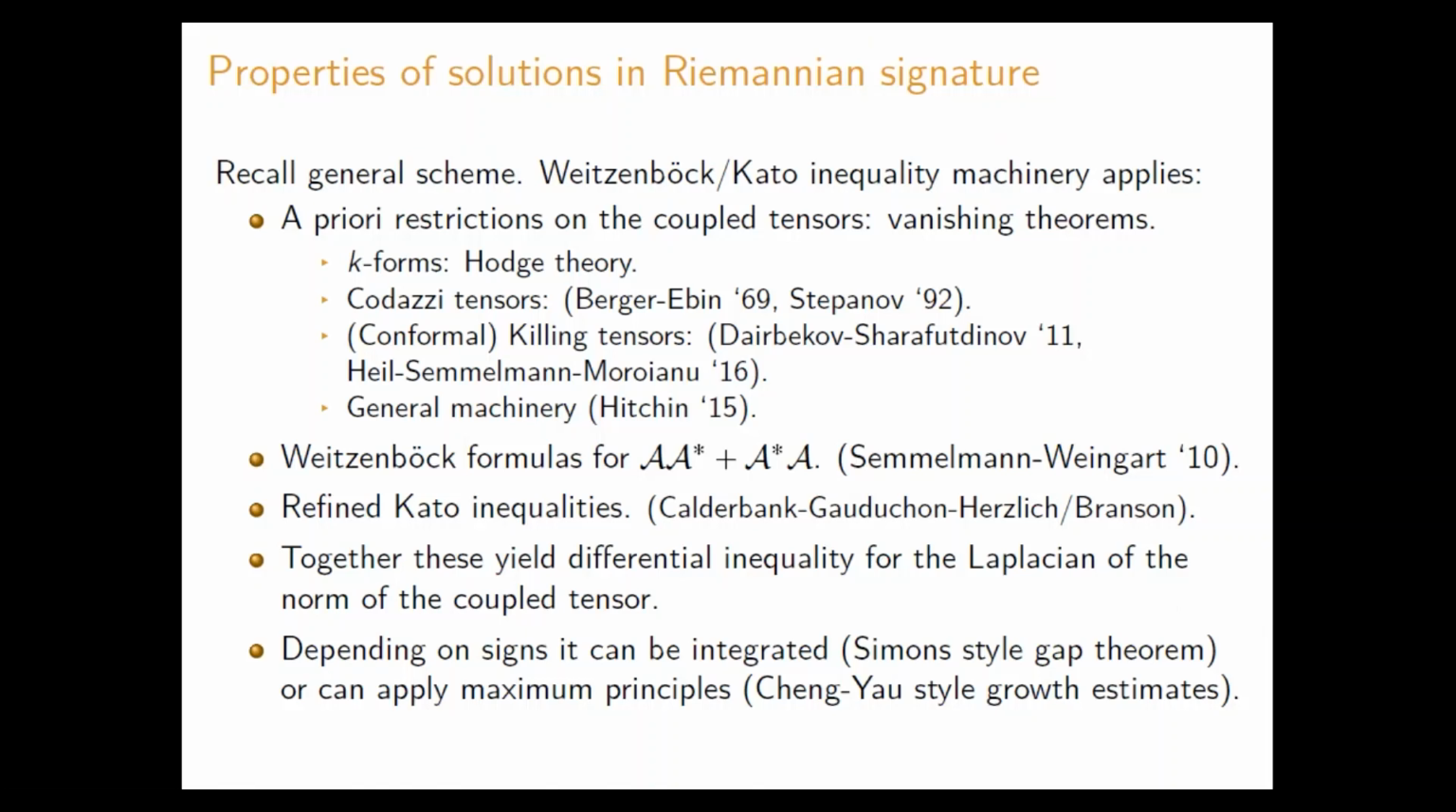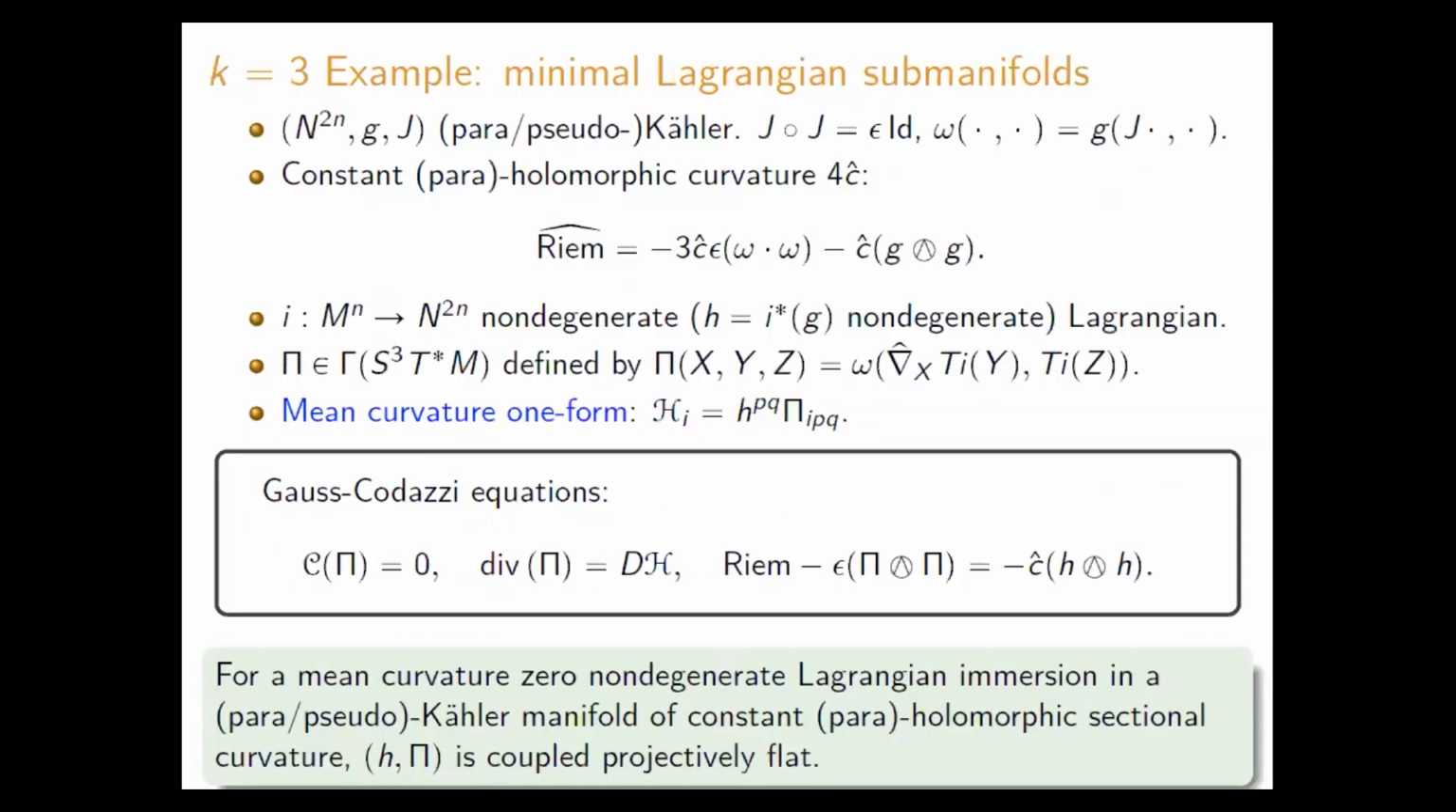And then if you want to actually prove something about solutions, the general philosophy is you have a sort of Laplacian associated to this operator A, this generalized gradient, and you obtain from it a Weitzenböck formula for the coupled tensor omega.